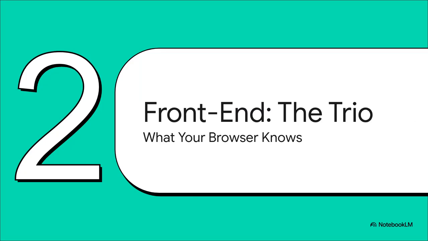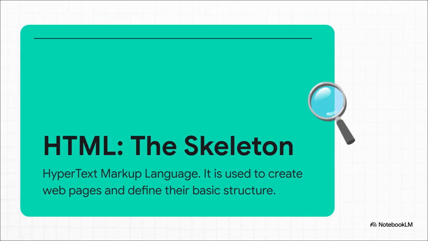Okay, so let's dig into the client side first. Your web browser is incredibly smart, but it's really only fluent in 3 core technologies. And these 3 work together to build almost every single web page you've ever laid eyes on. First up is HTML, which stands for Hypertext Markup Language. The best way to think about this is as the skeleton of the web page. It provides the raw structure and content.